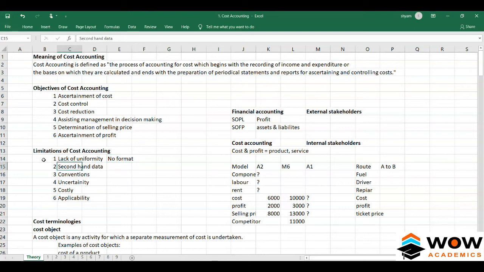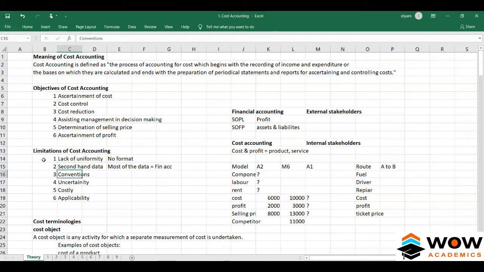The second one is that it is second hand data. Why is it second hand data? Because most of the data comes from financial accounting only. If a company relies on financial accounting information to be used in cost accounting, that is not such a great thing. You should separately capture cost accounting information.